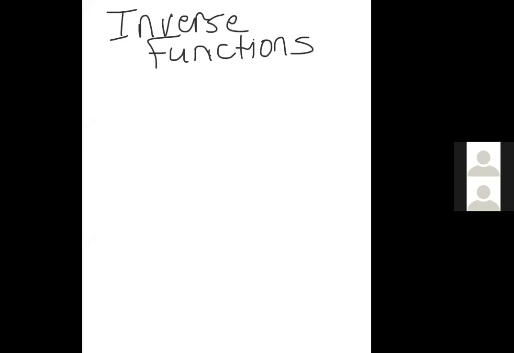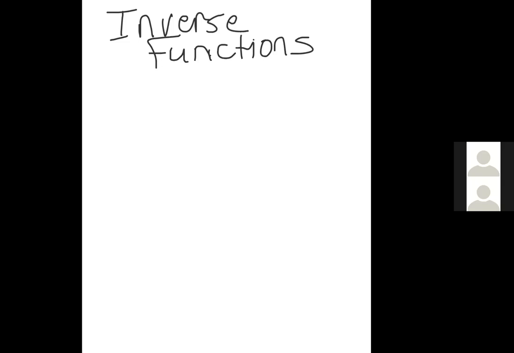So inverse functions. Inverse functions are functions that reverse one another. If we graph two inverse functions, we should see that they are flipped or reflected. We're going to get to the graphing tomorrow, but for right now, let's just talk about how we would find an inverse function. So to find an inverse function, you flip the x and y.